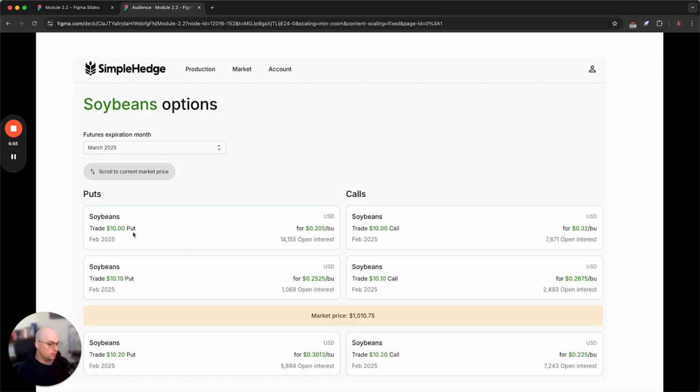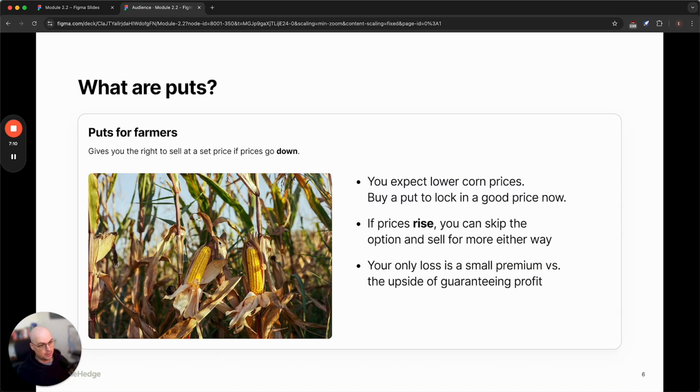So you can see it's really easy to lay out. These are all the different components. And when you use a platform like SimpleHedge, you can see we've laid it out really easily for you guys to be able to understand and get started. So we'll go into the different types.